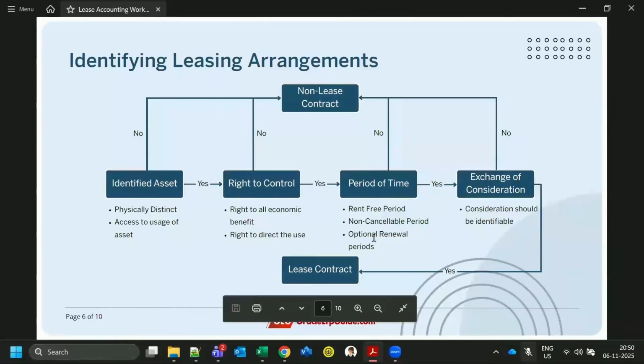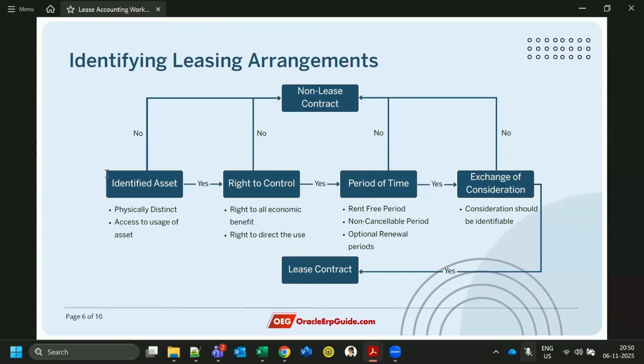Now, what we have tried to capture here is that there are certain details that should be a part of your lease contracts to actually identify them as a lease contract, which means that unless, let's say, 3 or 4 points are a part of my lease contract, we cannot clearly say that's a lease contract. Now, coming here, those critical identifiers would be, one, an identified asset.